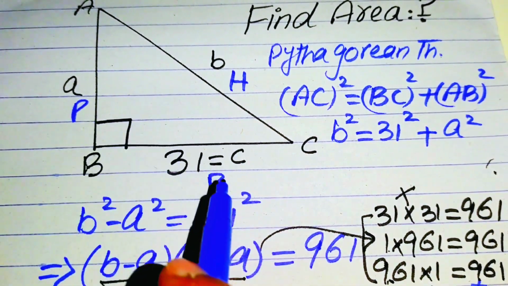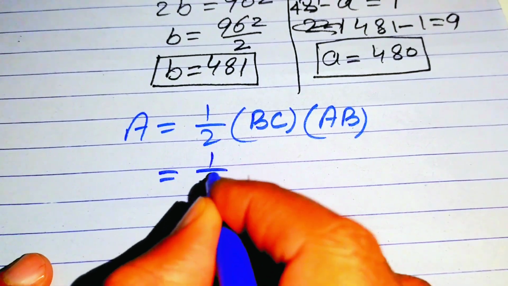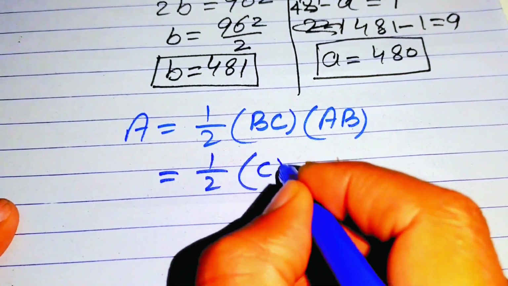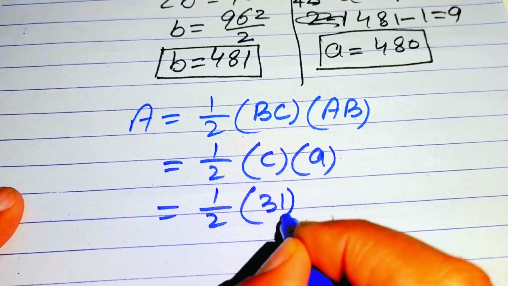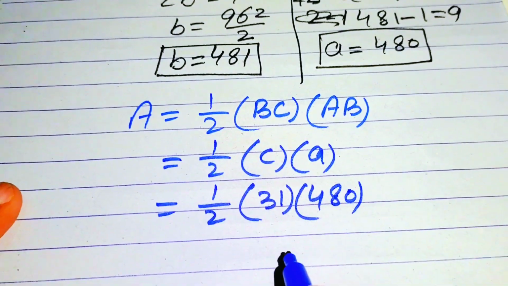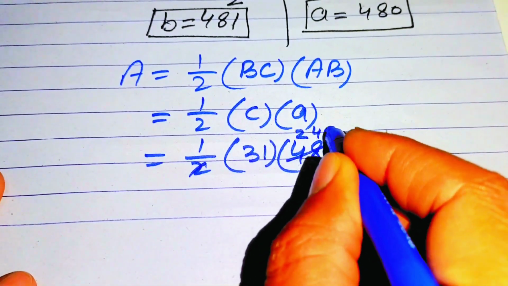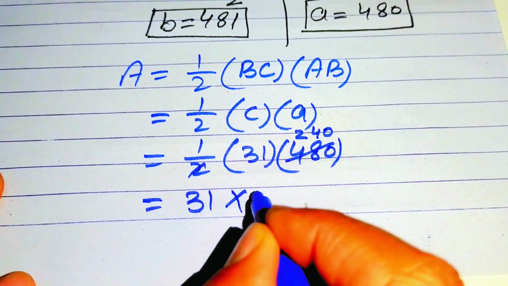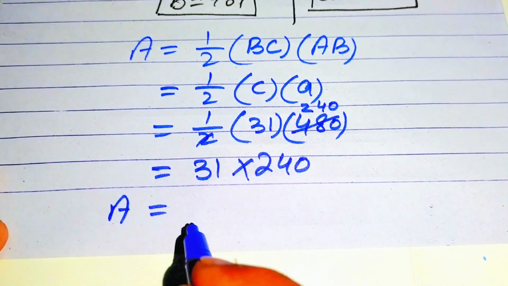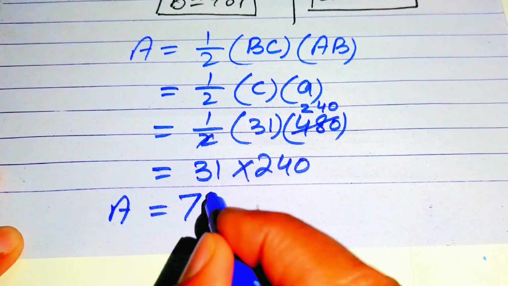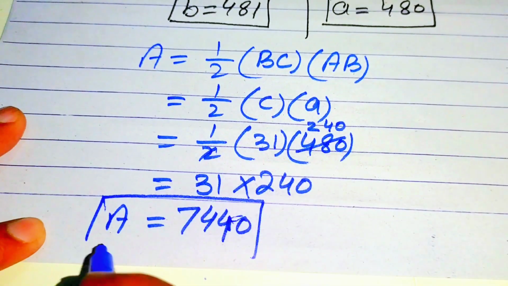We just put the values of a and c here and we get the area of this right triangle. It equals 1 over 2 times c times a. The value of c is 31 and the value of a is 480. Now you cancel these terms. 2 twos are 4 and 2 fours are 80, so you get 31 multiplied by 240. And the area of the given right triangle will be equal to 7440. So this is our final answer.